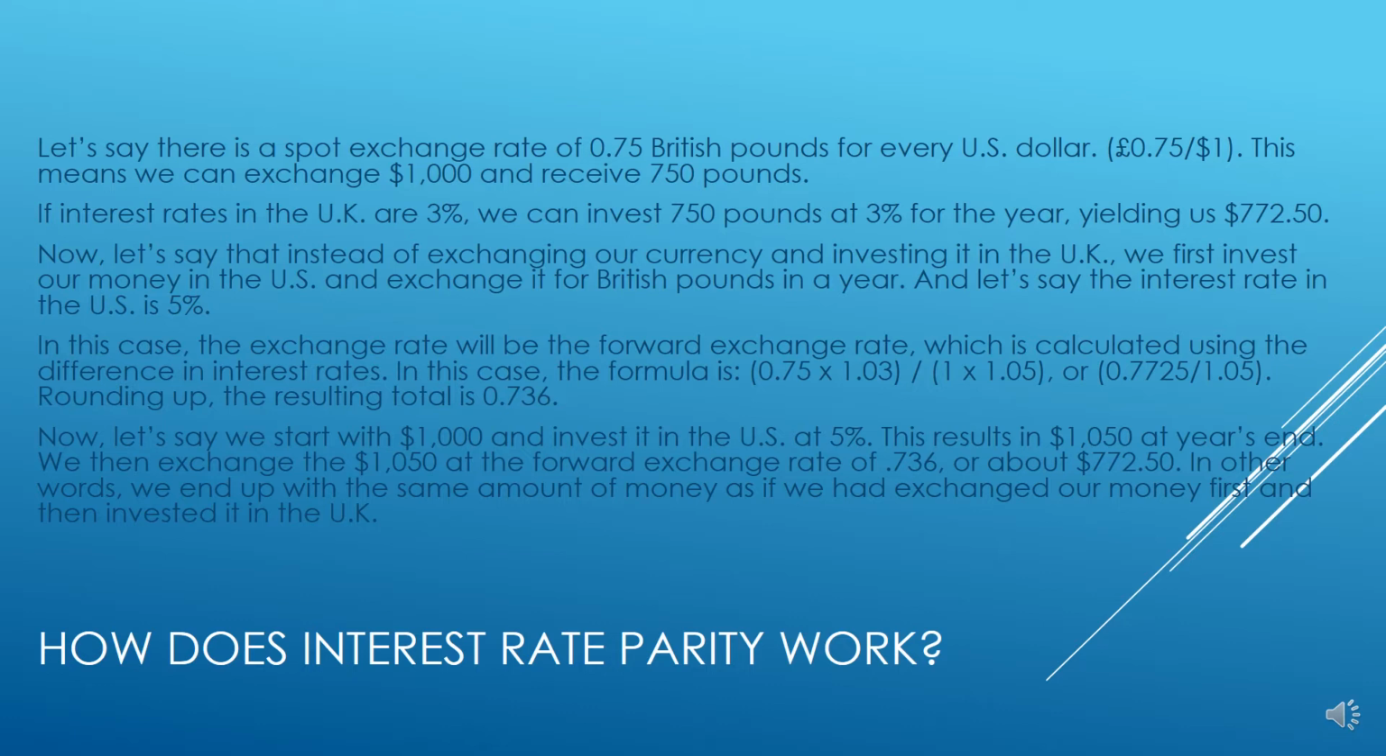So now let's say we start with $1,000 and invest it in the US at 5%. The result is $1,050 at year's end. We then exchange $1,050 at the forward exchange rate of 0.736, or about 772.50 pounds. In other words, we end up with the same amount of money as if we had exchanged our money first and then invested it in the United Kingdom. So this is how interest rate parity is proven.